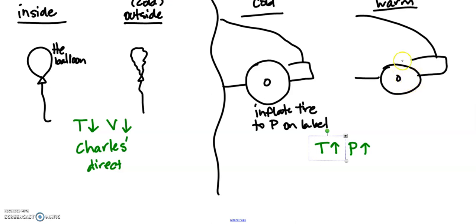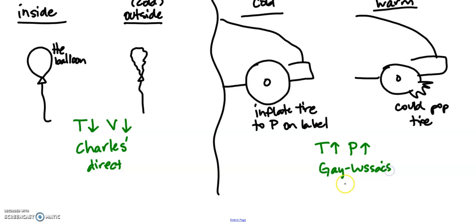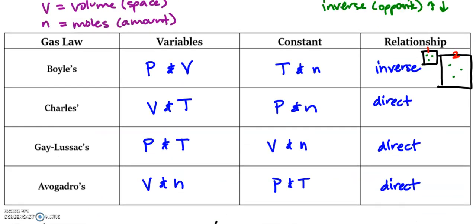And when that happens, your molecules are pushing way more and harder. And what can your tire do at this point? Well, sad to say, it could blow. You could pop your tire, because the pressure also increases. So you have to be very careful when it's cold out not to inflate it all the way, because as it warms up, it will inflate more. Okay, so this is Gay-Lussac's law. So this is also direct. Those are some examples of these four individual gas laws.